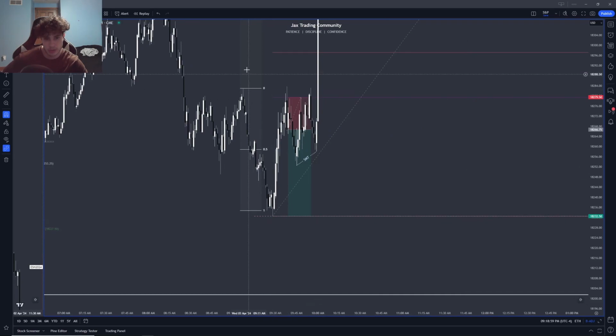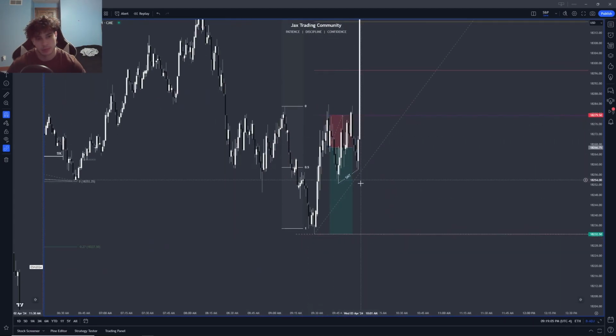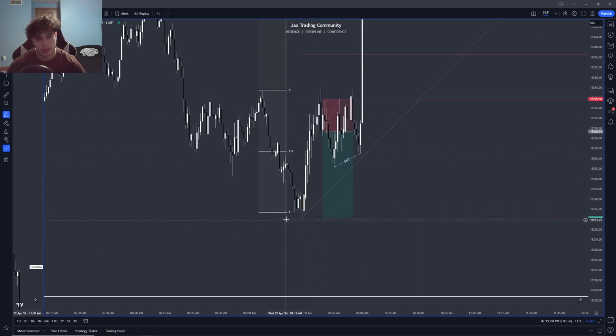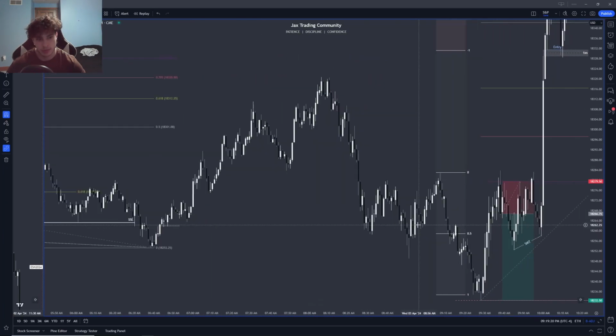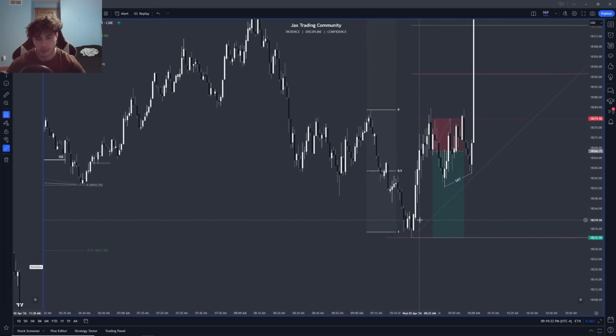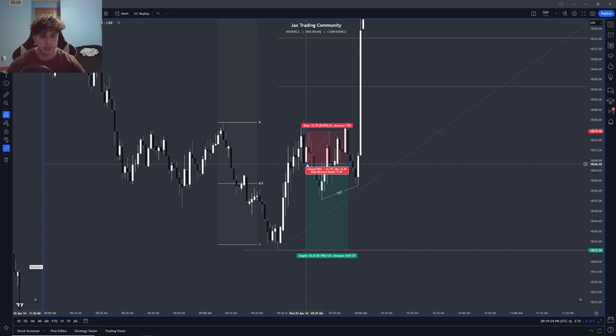And this right here could have just been a manipulation leg to fake out people, right? And that's sort of what happened to me here. So we got this massive pump up, and I was thinking, okay, this is a manipulation leg, right? Which did take out this high, but in reality, with the bigger time frame model, this was the manipulation leg. So I entered in short right here. I ended up getting stopped out.